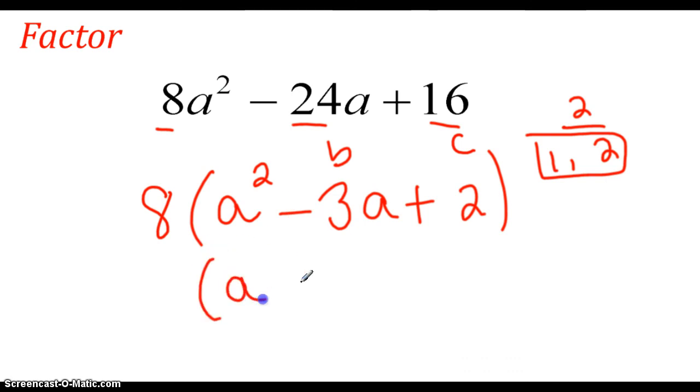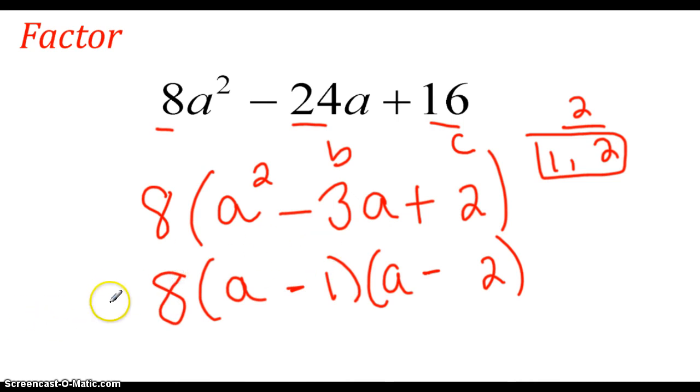So when I do my signs, a 1 and a 2, I need to check my signs. If I put plus plus here, it's going to add to a positive 3. So I can't use plus plus. But if I put a minus minus here, when I FOIL this back, negative times negative gives me positive 2, and negative 2a and negative 1a would give me a negative 3. Please note, you need to put the GCF back in your final answer.